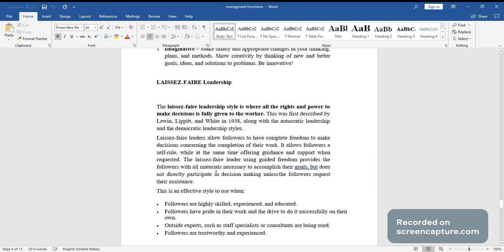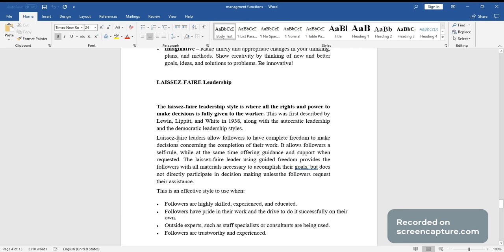Laissez-faire leadership. This is also called the free rein leadership style. All the rights and powers to make decisions are fully given to the workers. Highly educated people are available in laissez-faire leadership. All the people and followers are connected with outside persons.